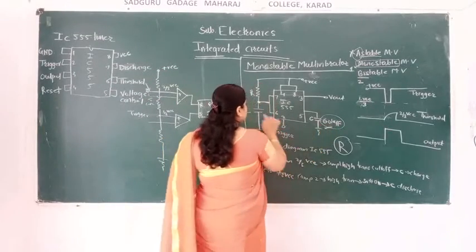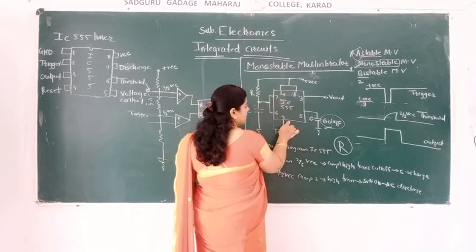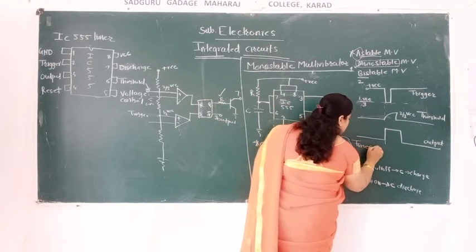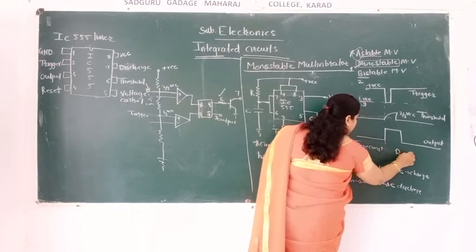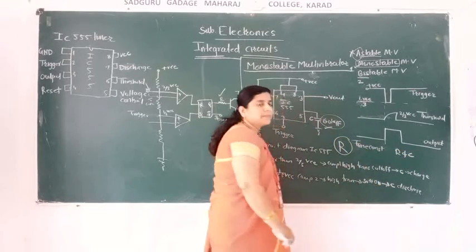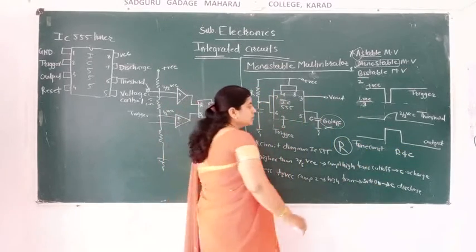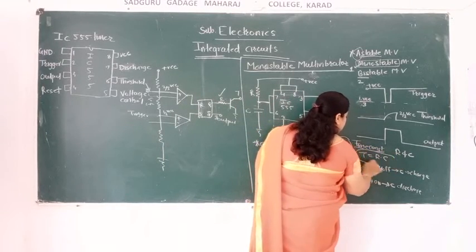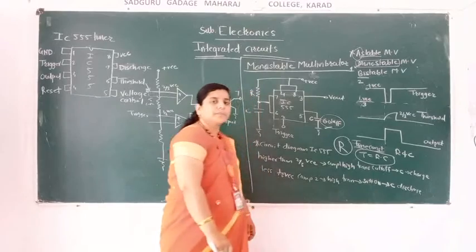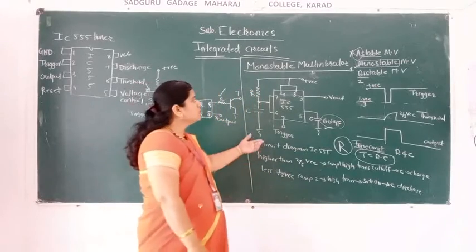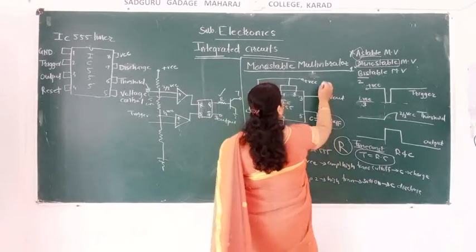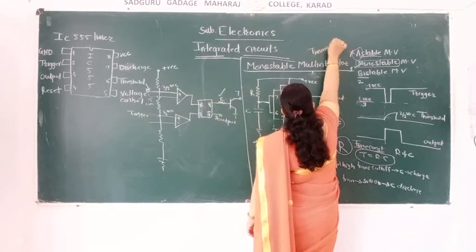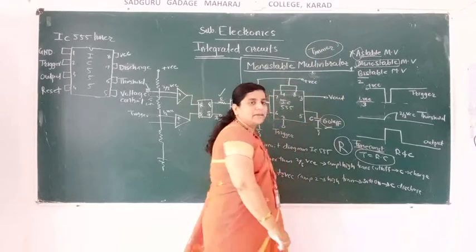So this time constant depends on R and C. Okay, so therefore this time constant formula is what? It is equal to R into C, that we have seen. So this monostable multivibrator is nothing but a timer circuit.